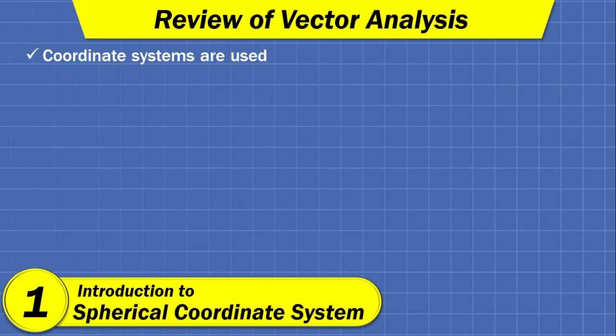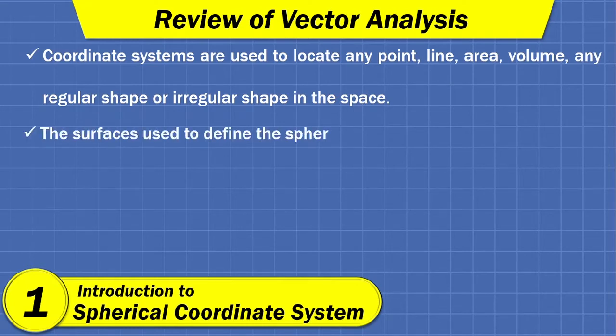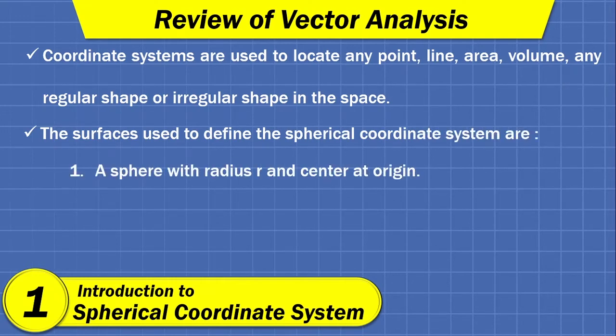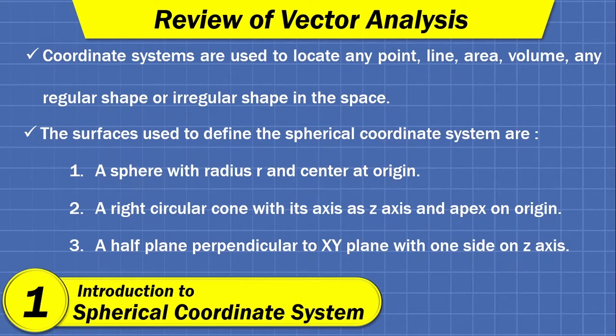So let us begin. A coordinate system is used to locate any point, line, area, volume, any regular shape or irregular shape in space. The surfaces used to define the spherical coordinate system are: the first surface is a sphere with radius r, whose center always lies on the origin. The second surface is a right circular cone with its axis as the z-axis and apex, which is the top of the cone, always lying on the origin. And the third surface is a half plane perpendicular to the xy plane with one side on the z-axis.